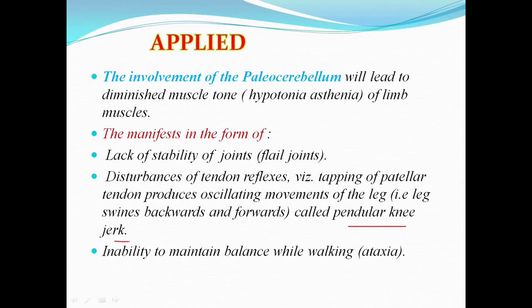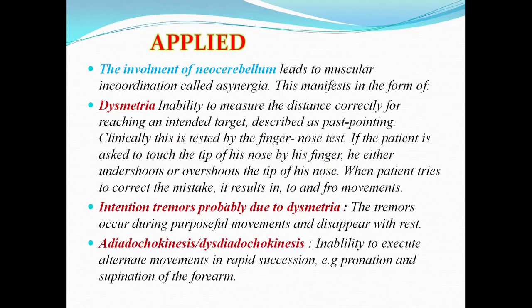Disturbed tendon reflexes can be seen in them. When you tap the patella with the knee hammer, they produce continuous oscillatory movements of the legs, leading to the pendular knee jerk. So we see these disturbances and the inability to maintain balance. They can't walk with normal balance, so they lose their balance, leading to truncal ataxia.